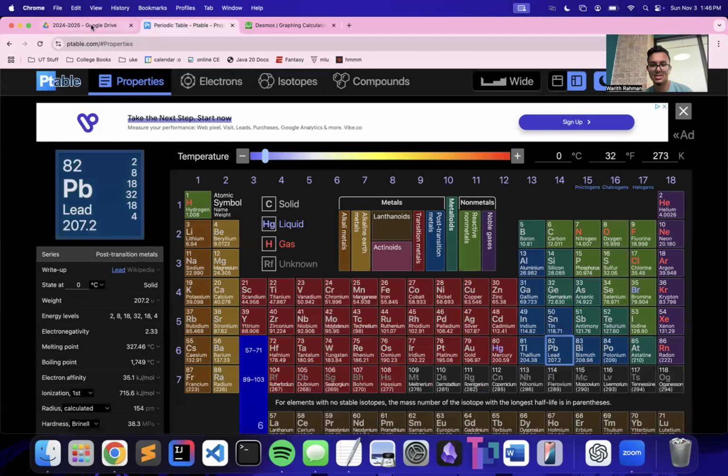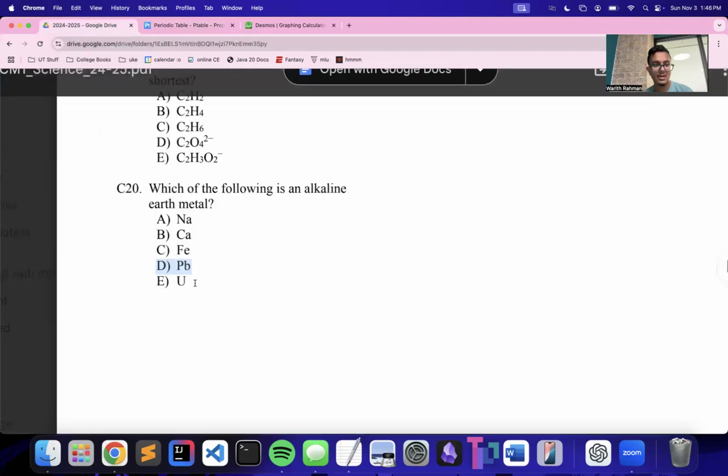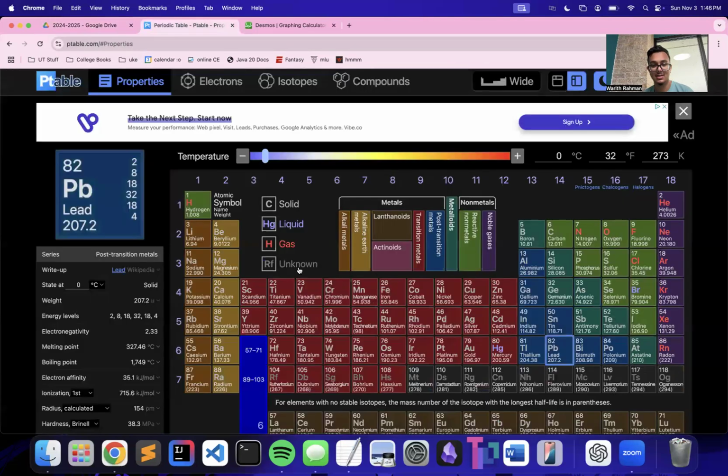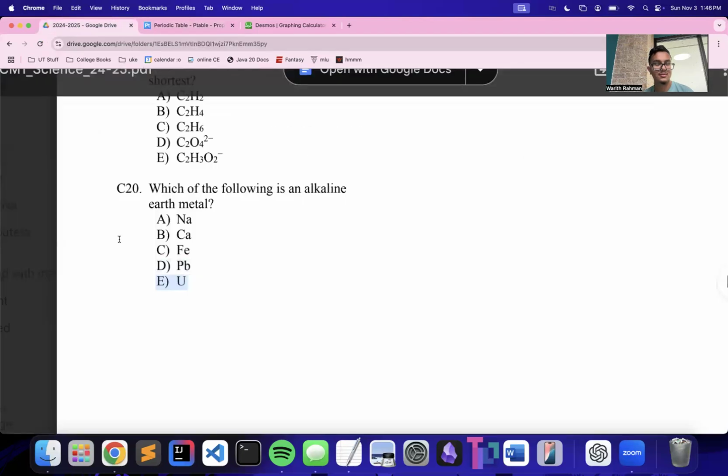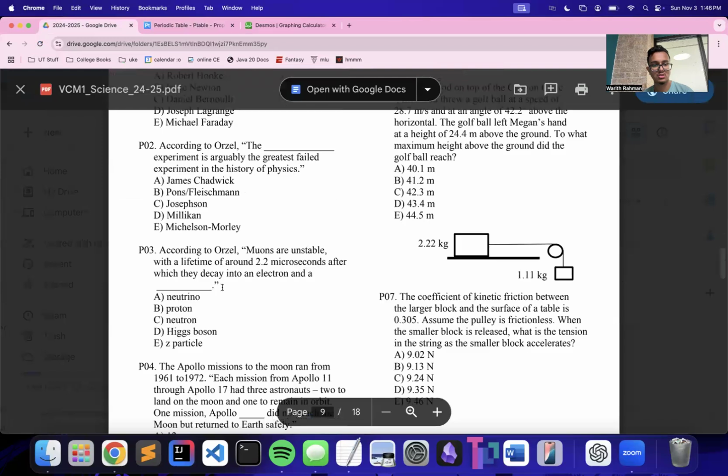Or lead is, I guess, metalloid. No, not metalloid. It's a post-transition metal. And then uranium is considered an actinide, I believe. Where's uranium? Yeah, right over here in the actinoids. And yeah, that is all the questions.